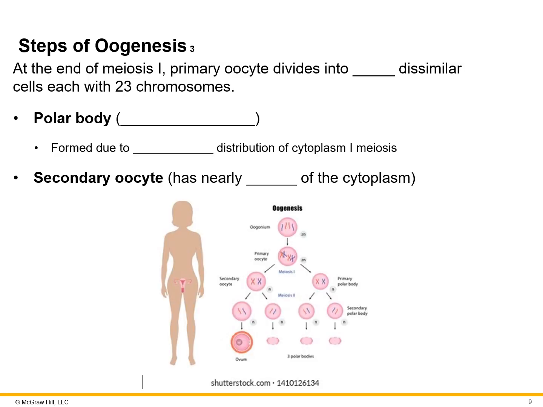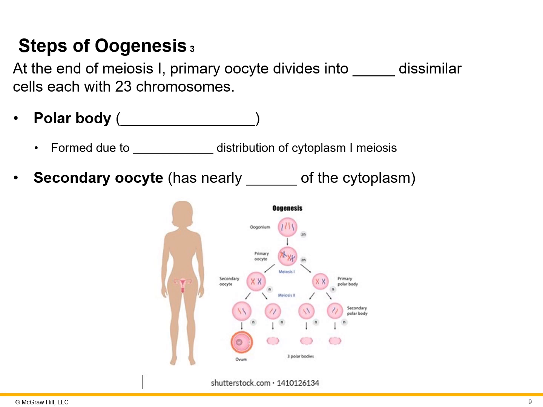So at the end of meiosis 1, we have a primary oocyte that is divided now into 2 dissimilar cells, and they each have 23 chromosomes. So that is the whole purpose of meiosis, is that we end up with half of the amount of cells that we started with. So what's going to happen with these 2 dissimilar cells?